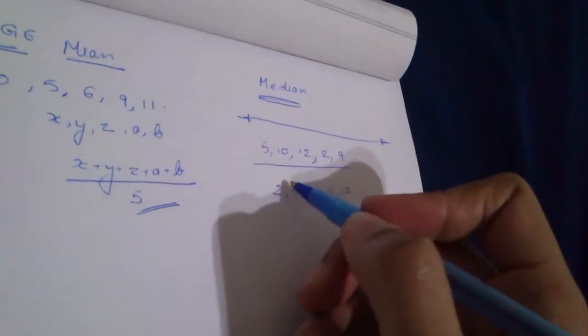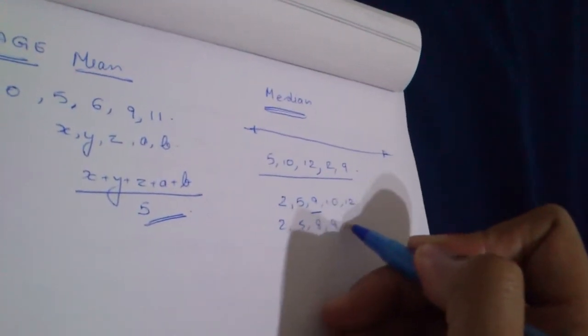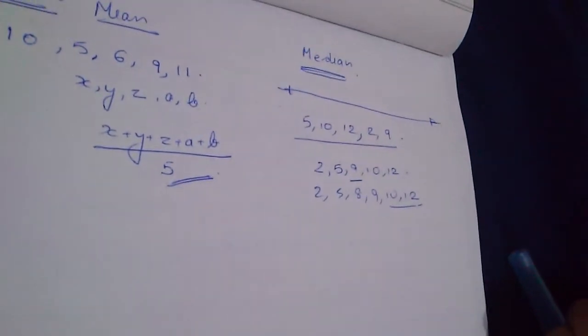What do you do if it was an even number? For example, if it was 2, 5, you arranged all the numbers in ascending order and you found that this was the order.